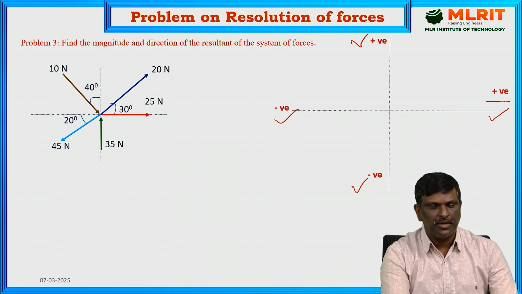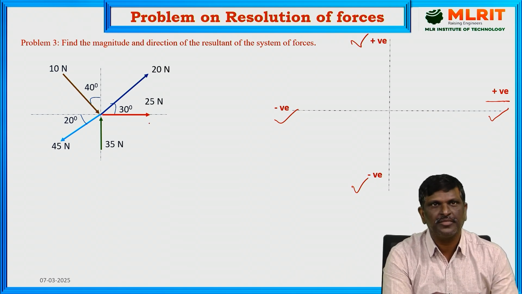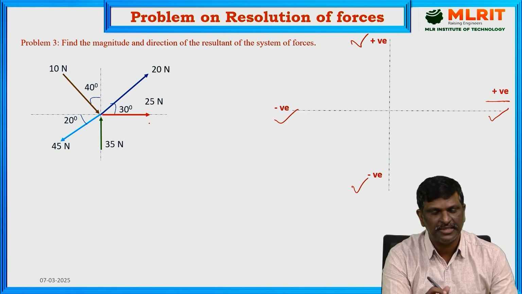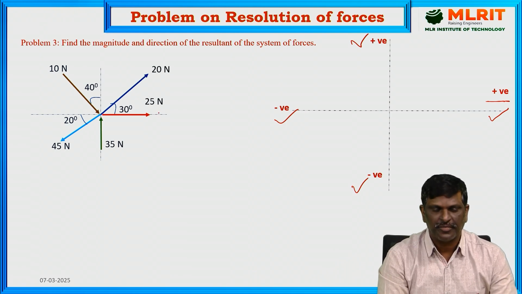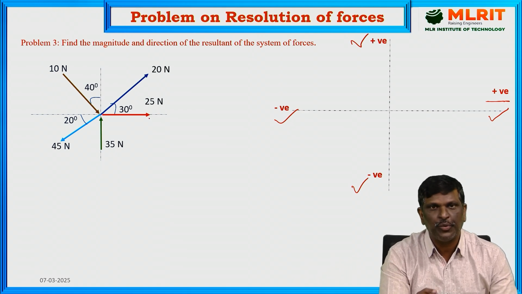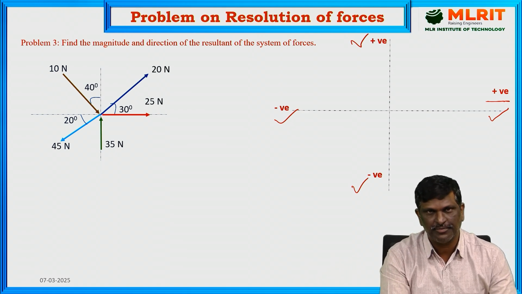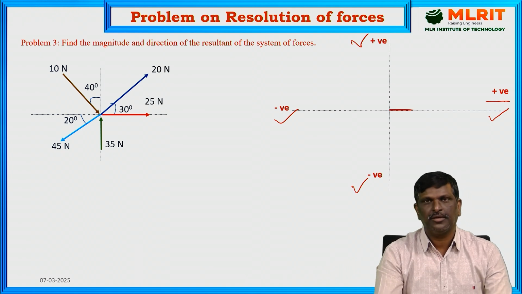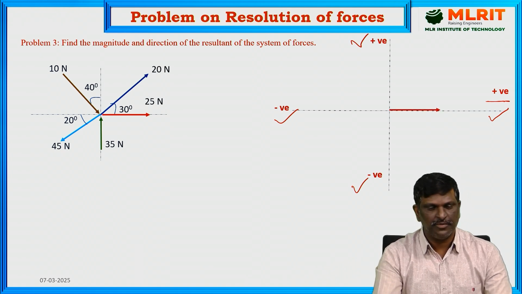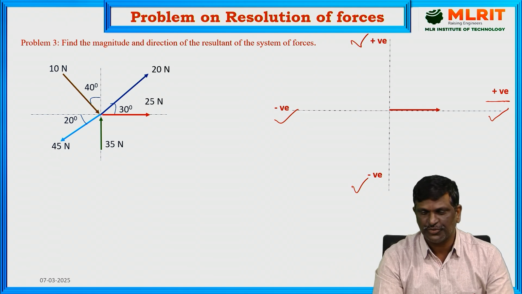Now, consider the 25 Newton force. The 25 Newton force is a horizontal force. We already understood that a horizontal force doesn't have any vertical component. The horizontal component is the force itself. 25 newtons is the horizontal component of this force.